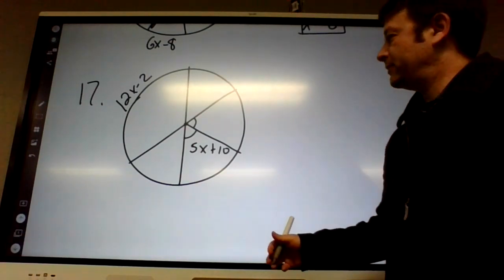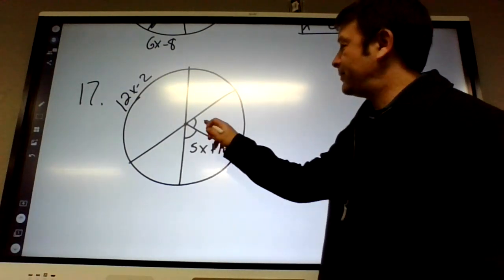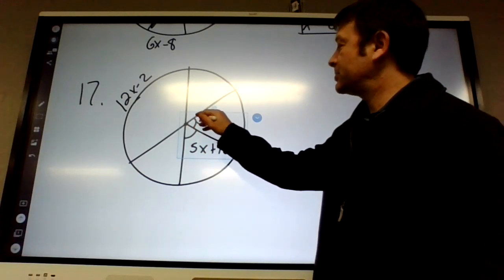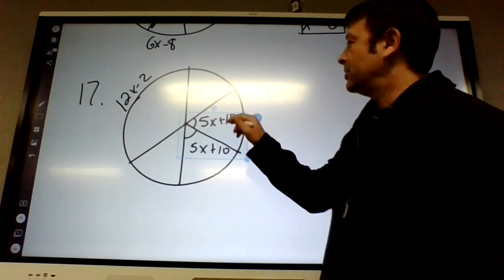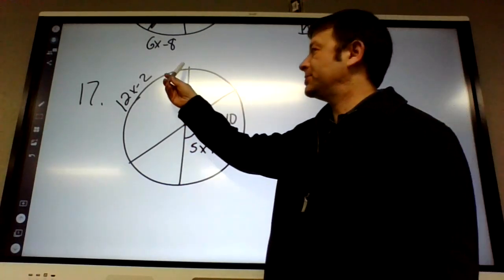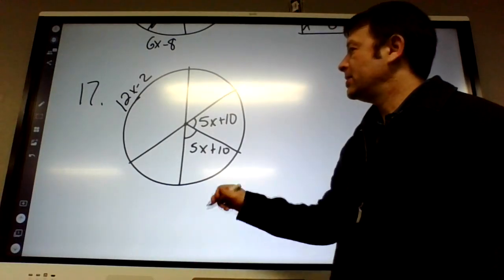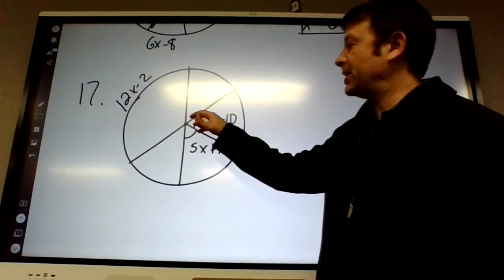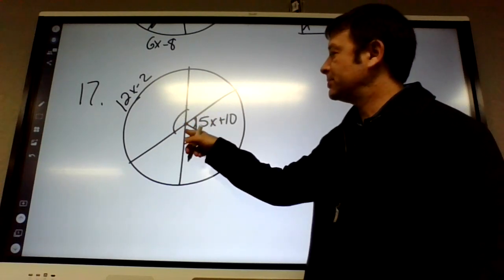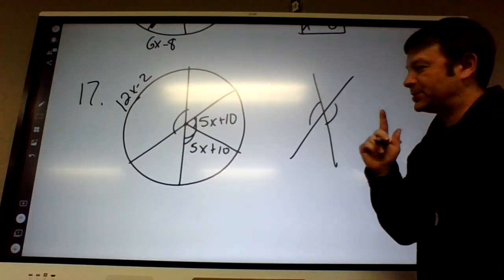Any ideas, Ava? Like, anything we can do? If this is 5x plus 10, what's this guy right here? 5x plus 10. What's the relationship between these two angles and this arc? They're equal. Yeah. So, do you guys see that this and this are vertical angles? They're the same.